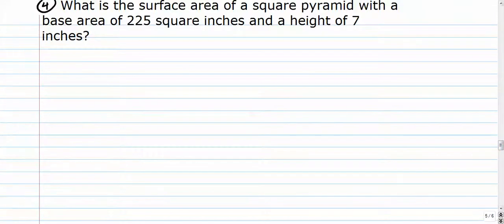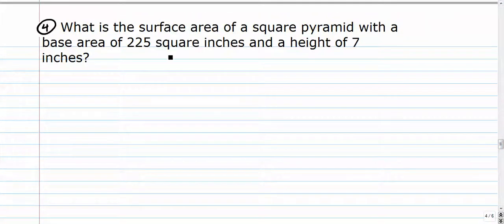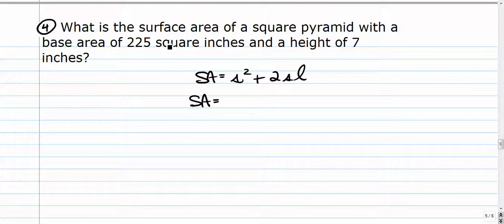Number 4. So no diagram given here. We want to know the surface area of the square pyramid with a base area of 225 square inches. So what does it mean to have a base area of 225 square inches? Well, if you think about what this formula actually means, S squared, that is the base area. The base is a square. So the base area is given to us as 225. So we can just enter that right in there.